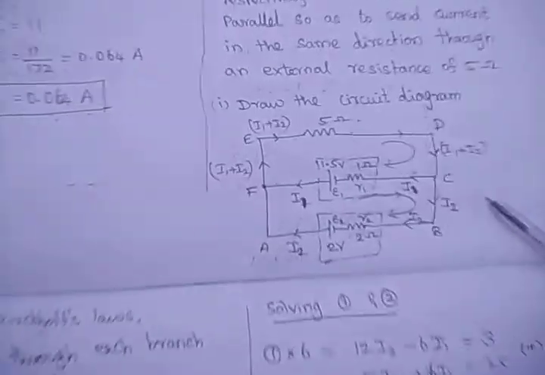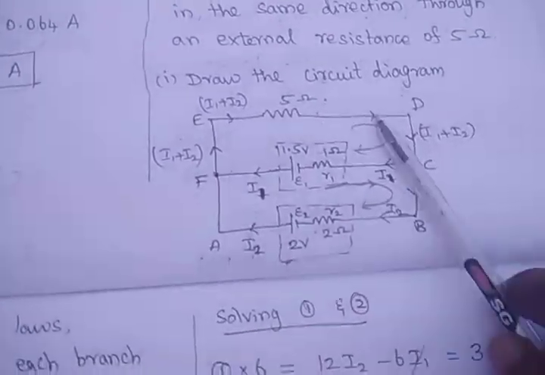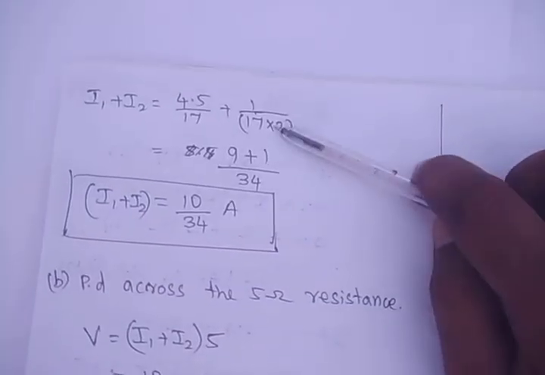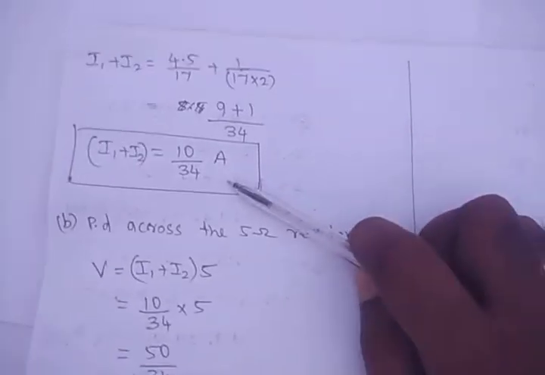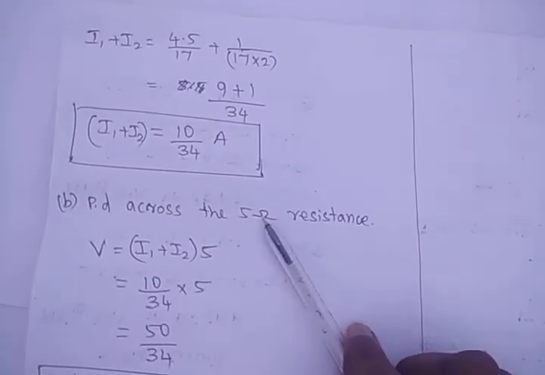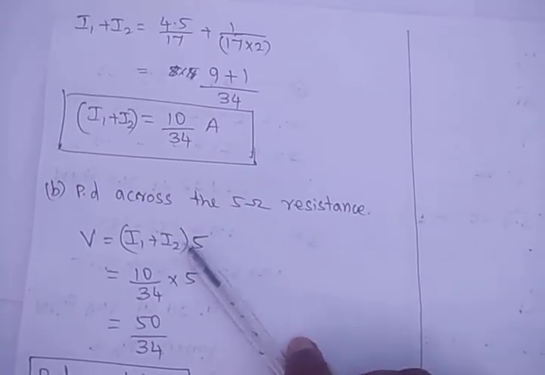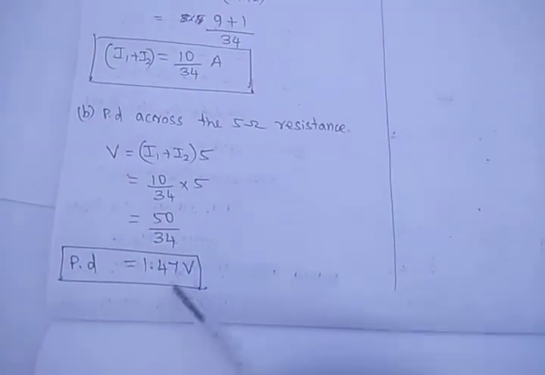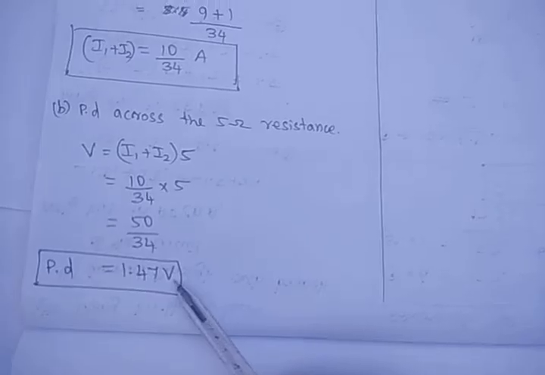So very simple, students. By solving this circuit, the remaining thing will be very easy. Then the total current I1 plus I2, adding I1 plus I2, we get 10 by 34. The potential difference across the 5 ohm resistor is V equal to IR. So I1 plus I2 into R, we get 50 by 34, which is equal to 1.47 volt.